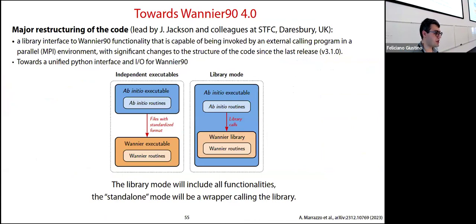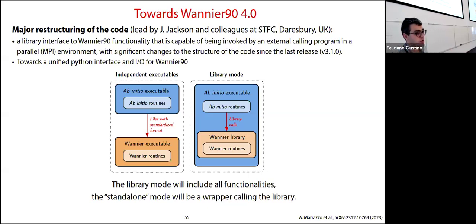you have seen what is the status of the code as of today, but there are major updates for the code that are about to be released. One is the new 4.0 version of Wannier90, where the code has been restructured completely, and this is an effort led by Jerome Jackson and his colleagues from STFC in Daresbury in the UK. So essentially, the current code can be either used as a standalone code or as a library, but the library doesn't contain all the functionalities.